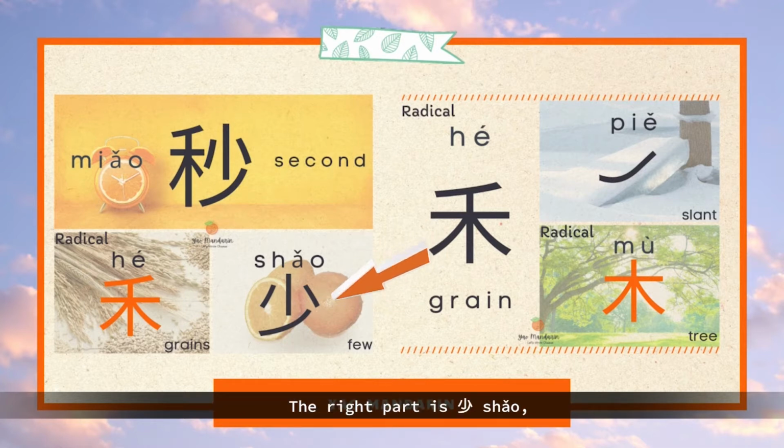The right part is 少. It means not many or a short time. A second is not much.